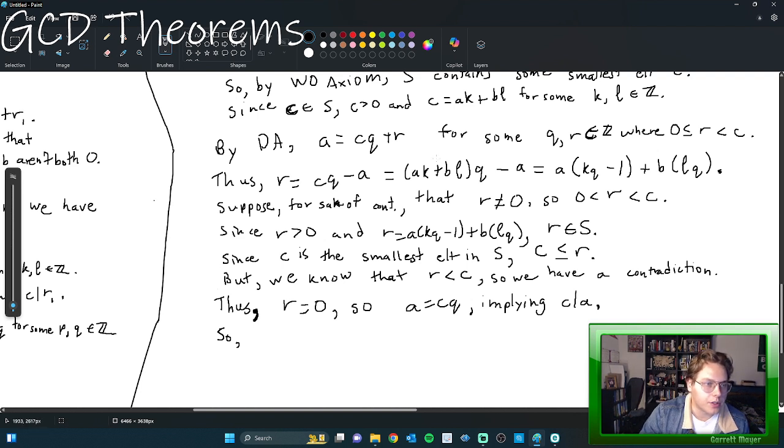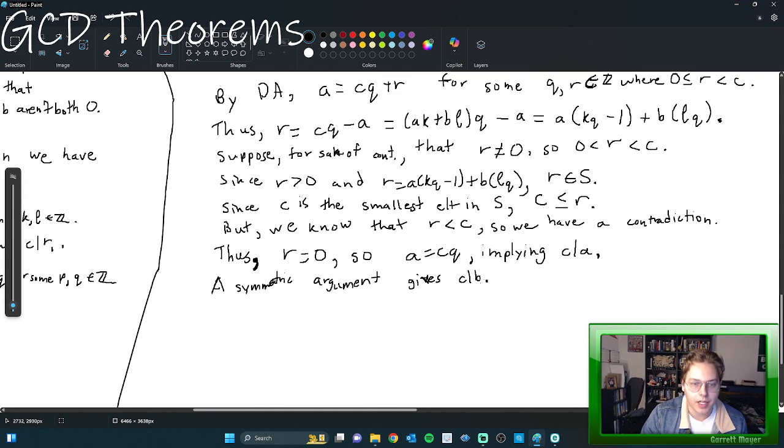Or we don't even need to say so here. We'll just state that a symmetric argument gives us C divides B. Okay. So C is a common divisor of A and B.